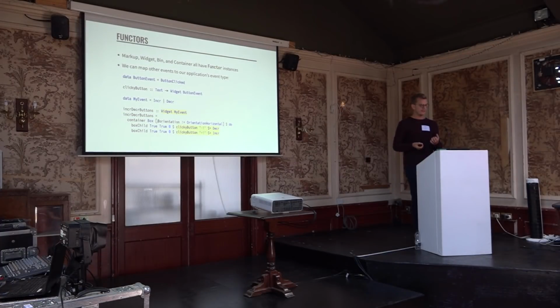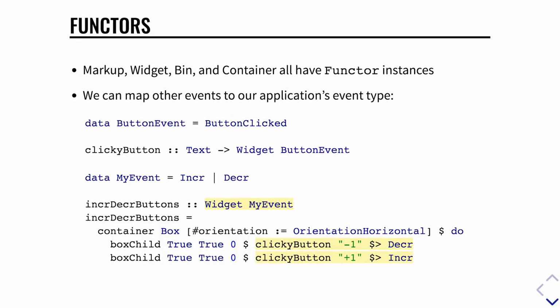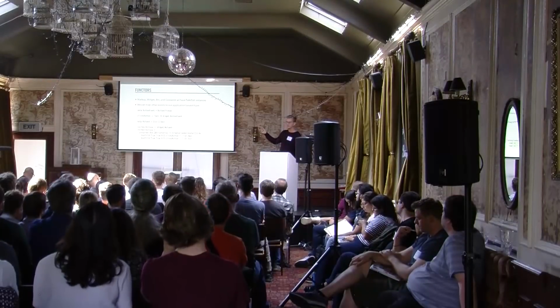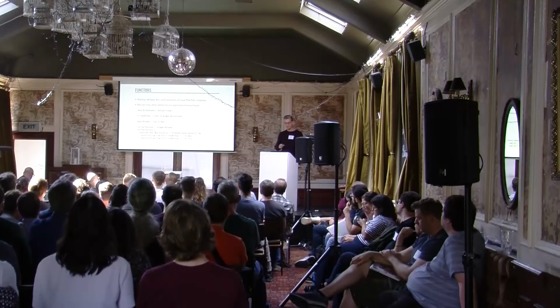These markup things like widgets, bins, and containers, they all have functor instances. So you can use this instance to map one sort of event, one type of event, to another type of event. So let's say these two first definitions, button event, only having a button clicked constructor, and let's say we have some clicky button thing in a library somewhere else, taking a text value and returning a widget emitting button events. So let's say that's in a library somewhere else. We can't control that. But we want our own events that can be either Inker or Decor, and we want to use this clicky button.